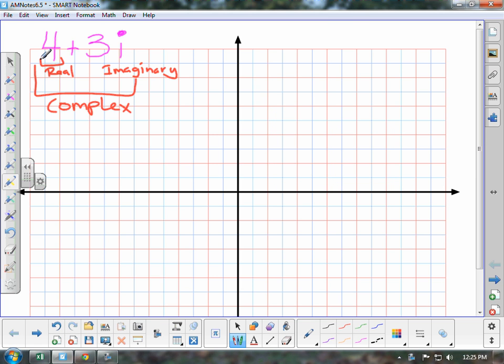Now, complex numbers can be plotted onto a coordinate plane. The x-axis is your real number axis. The y-axis is the imaginary number part axis. So then 4 plus 3i would be located at 4 to the right and 3 up.